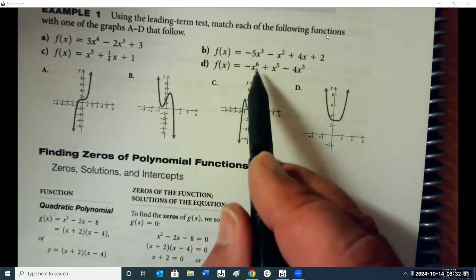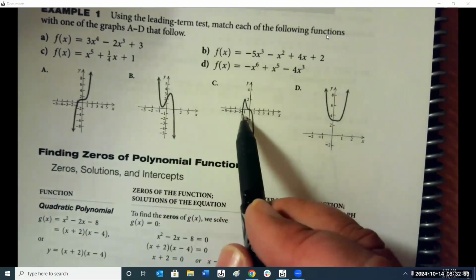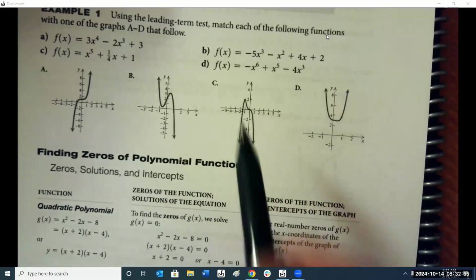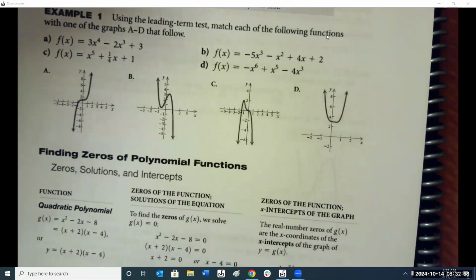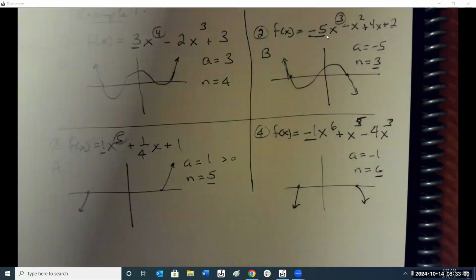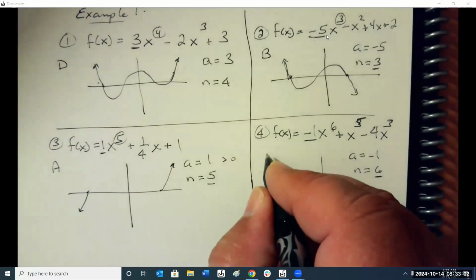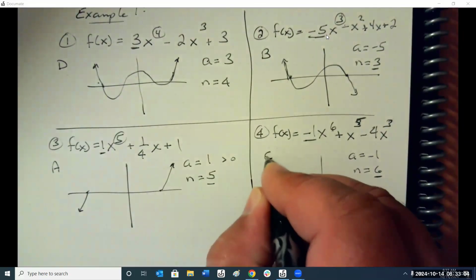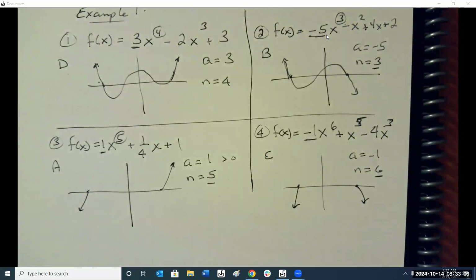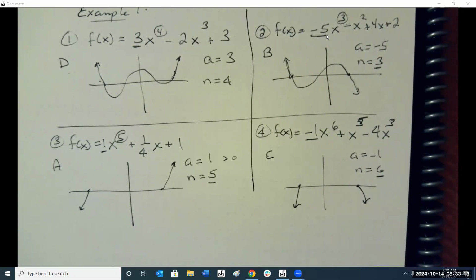Notice how C, it's a 6th-degree equation, but only has 2 x-intercepts. And that's another thing we're going to talk about. What happens if a graph has high degree, but only has a couple of x-intercepts? And that's what we'll look at shortly.